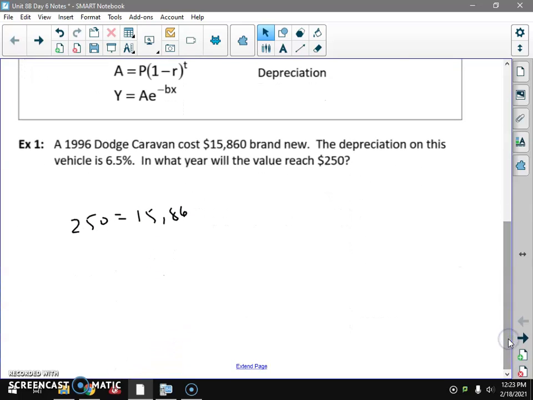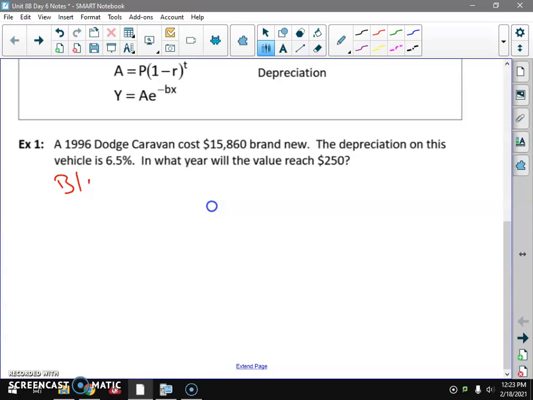All right, let's take an application here. I'm going to add another question to it. I don't like this first one. It says a 1996 Dodge Caravan cost $15,860 brand new. The depreciation on this vehicle is 6.5%. That means per year. I'm going to call Blue Book. Let me do that in blue since it's Blue Book. Blue Book means what it's worth today.